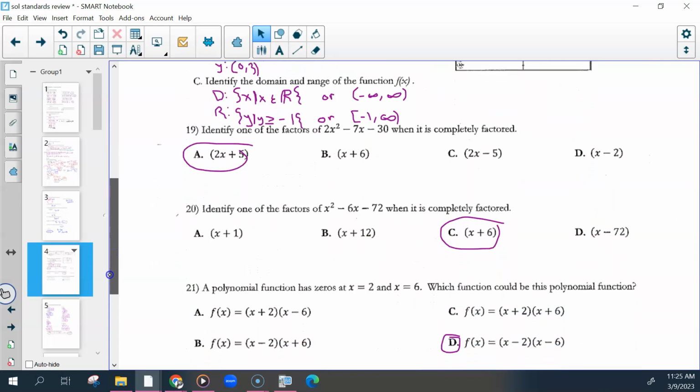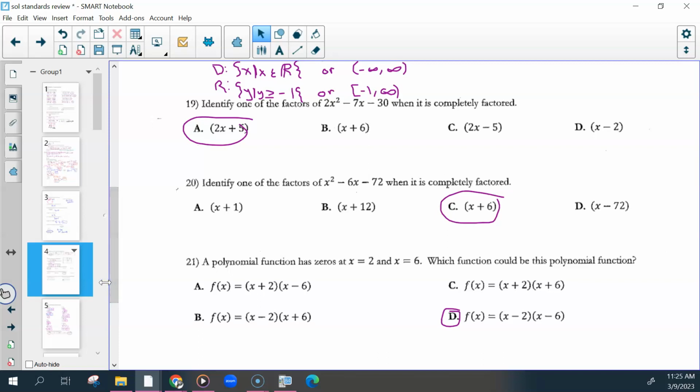And then you can write down these 3 answers for 19 through 21, A, C, D. And I'll show you how to do those 3 on Desmos. If you need me to go back to 18 or any of these, I will do that after I show you these ones.